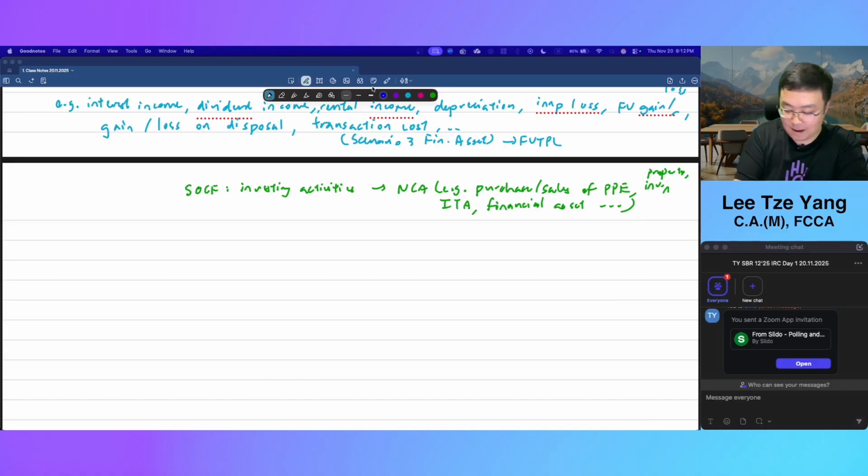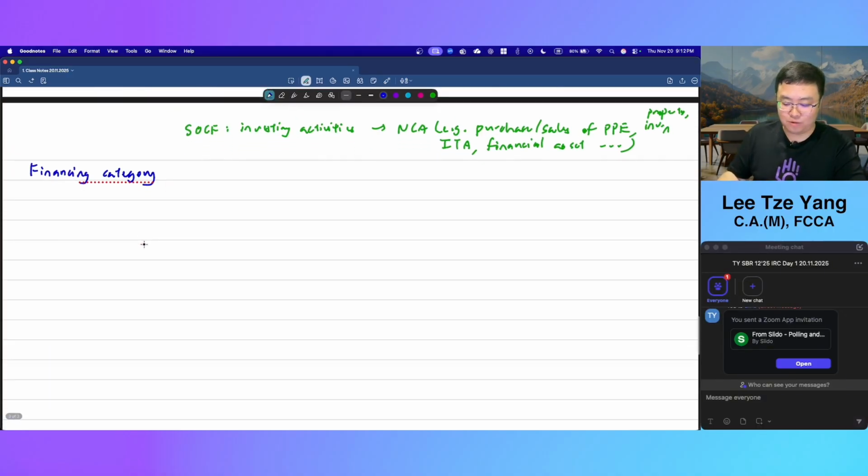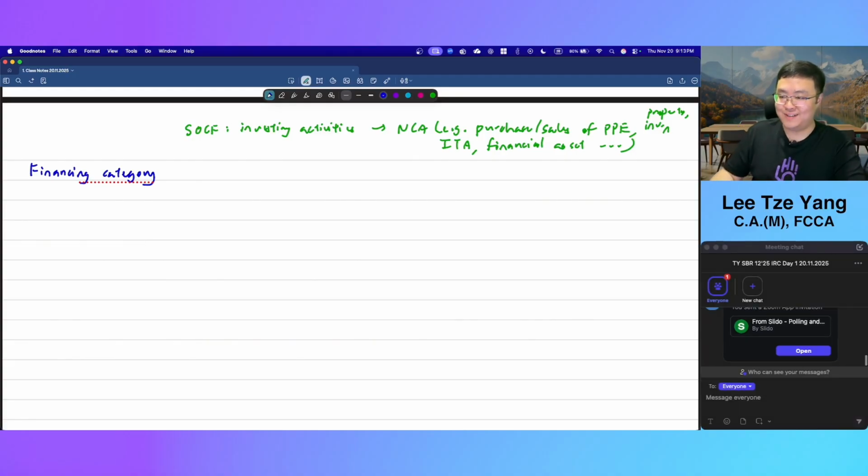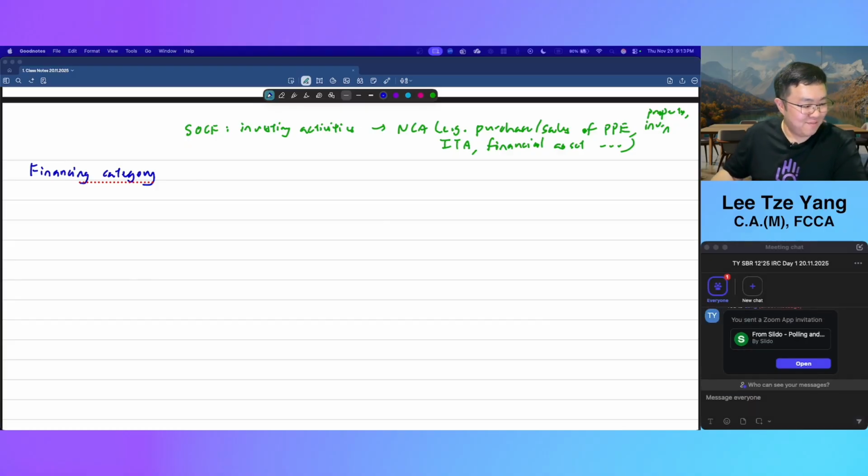Now, everyone, I want to talk about the financing category. The rules on the financing category are a bit weird. The IASB actually tried to make things less complicated for the users of the financial statements, for the investors. But in doing so, it makes accountants suffer. What do I mean? For the financing category, there are actually two scenarios in which we can use this category. Like, everyone, I tell you.